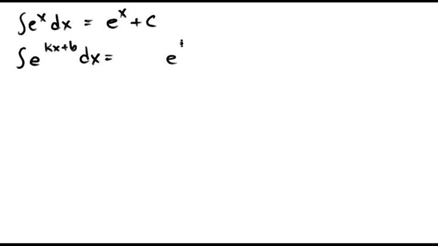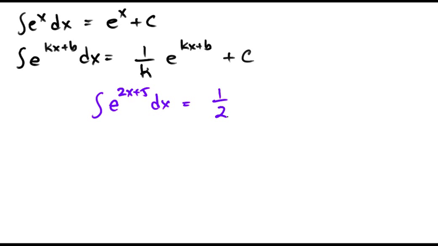Of course, taking the derivative of e to the kx plus b, that kind of stays the same. But with the chain rule, we have to take into account the fact that there's a 1 over k that it would need to multiply by to cancel out the k value, and then you still have plus c. So an example of that one might look like, let's take the antiderivative of e to the 2x plus 5 dx, and of course you would get 1 over 2, because the k value is now 2, e to the 2x plus 5 plus c.